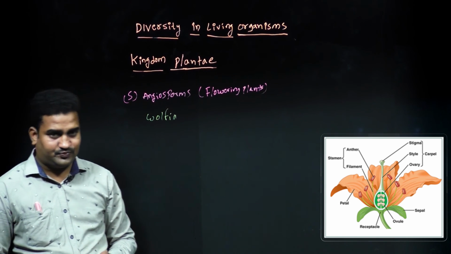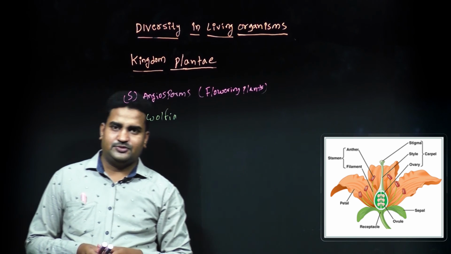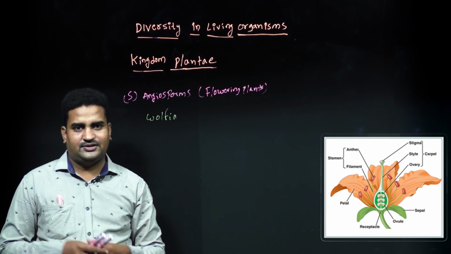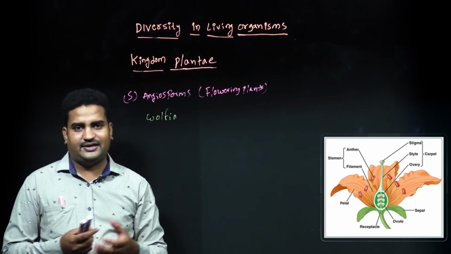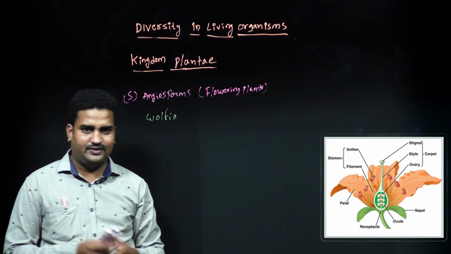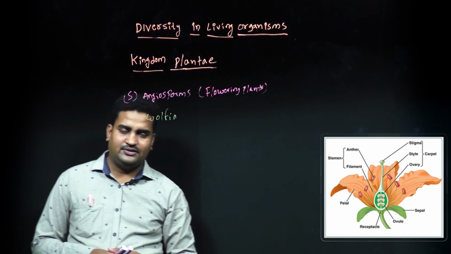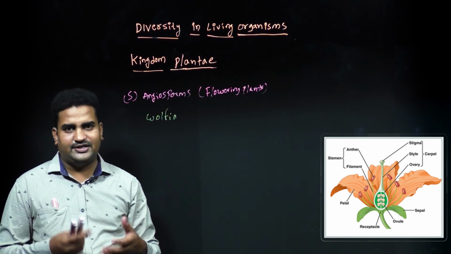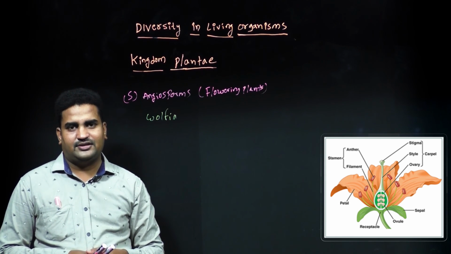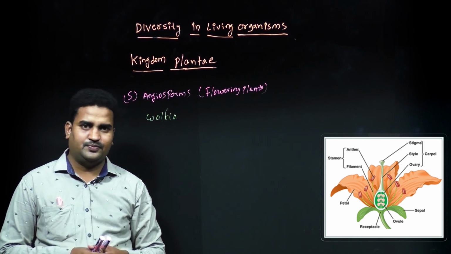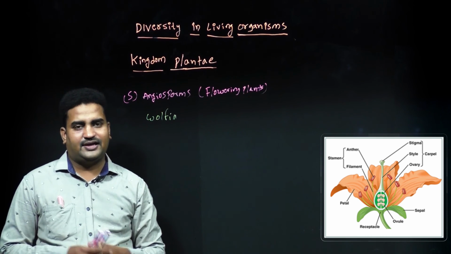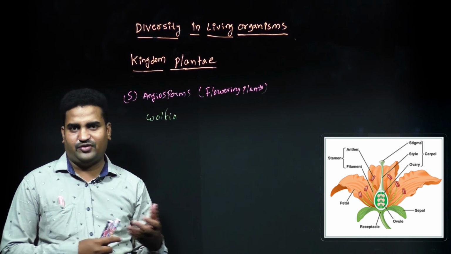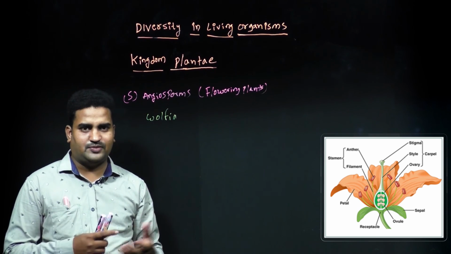So generally they are distributed widely in nature. They occur in water, they occur in the desert, they occur in normal grasslands, they occur in different conditions. So that's why the spread of angiosperms is greater than any other plants like algae, bryophytes, pteridophytes and gymnosperms.